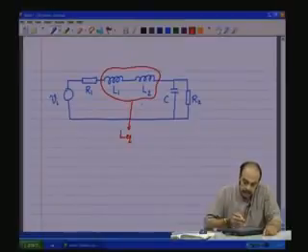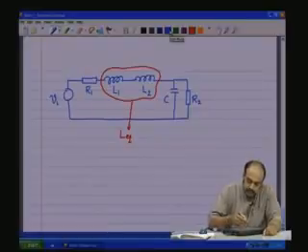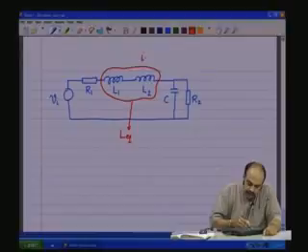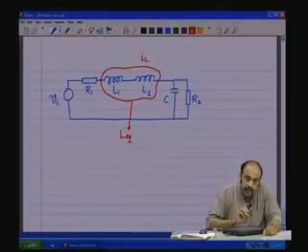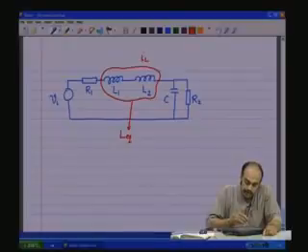Likewise, you can have a similar problem, which means that there will be one single IL, either by taking it as equivalent inductance, or taking it as the state variable corresponding to L2, or taking it as the state variable corresponding to L1, and the other state variable will be Vc.